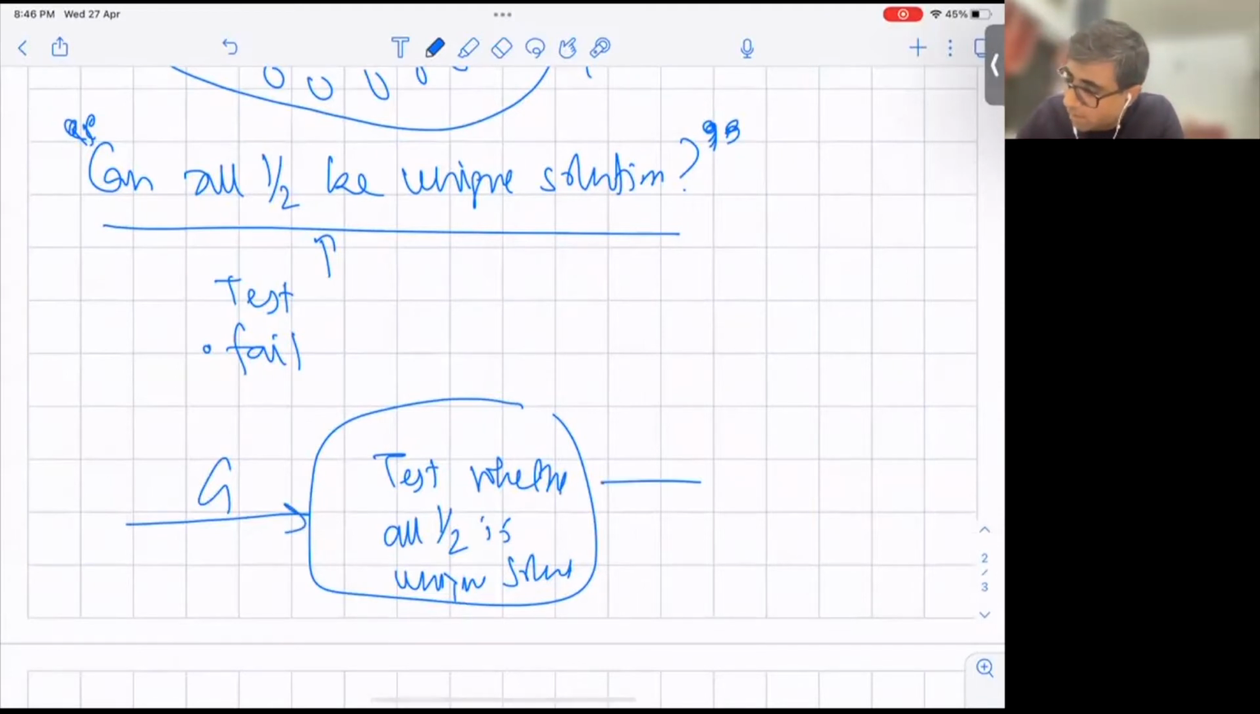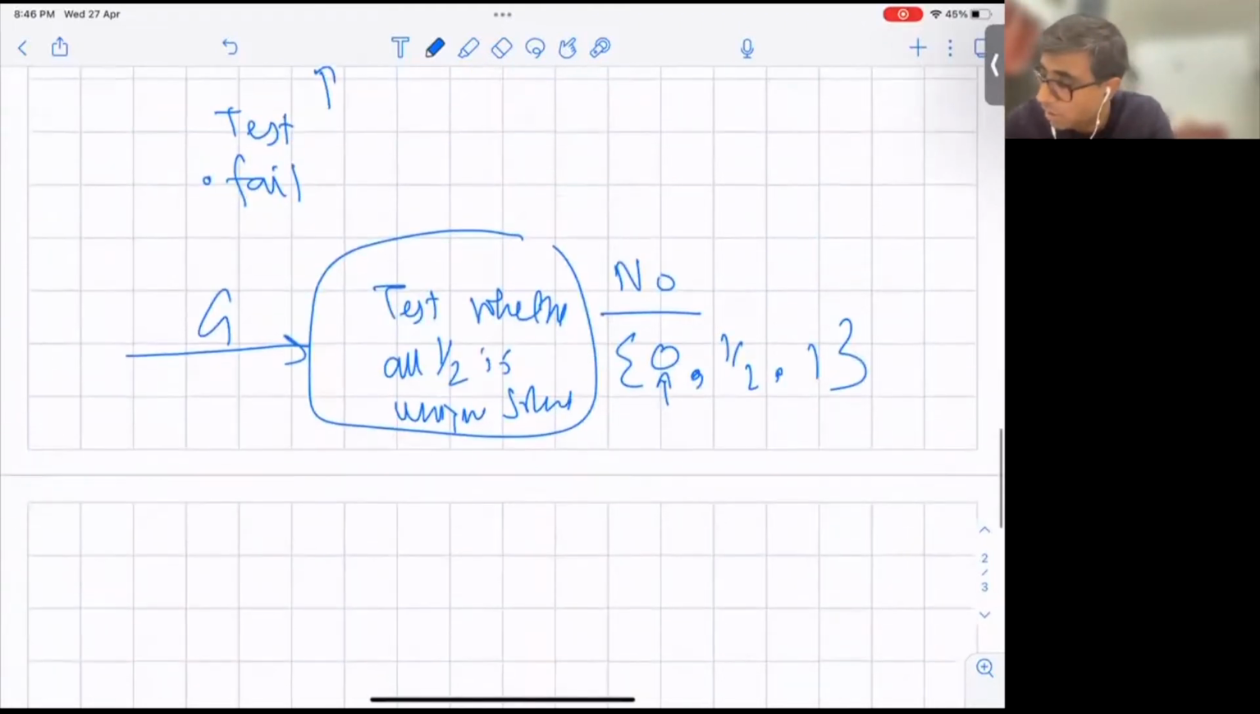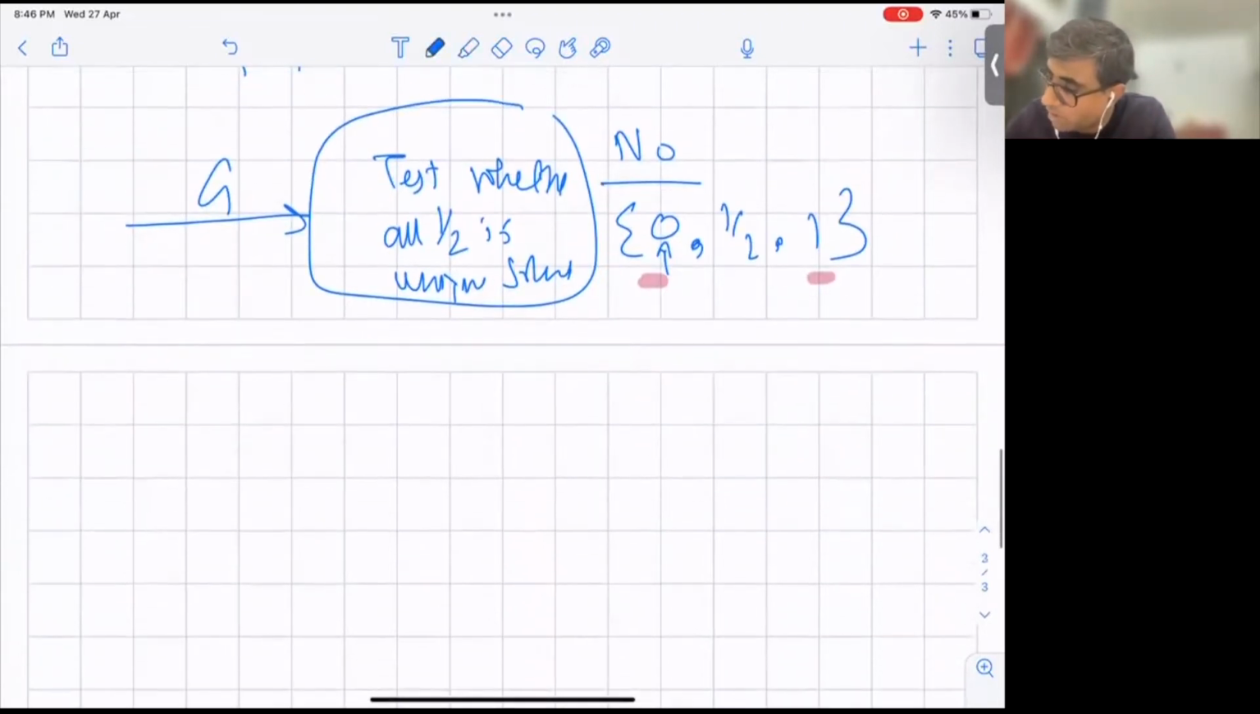I'm going to get... no, all half is not a unique solution. And you're going to get an LP with some zeros, some halves, and some ones. Am I right? Now, we know that the number of zero entries is non-zero, but then we have a reduction rule. What is the reduction rule? What happens to this reduction rule?